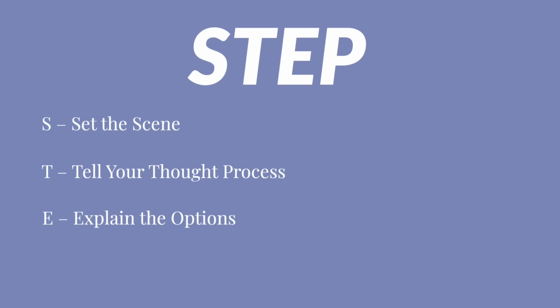To help you with this exact situation, explaining your decisions clearly in English, my team and I created a method called STEP. It's a simple four-part structure that you can use anytime you need to talk through a decision. And here's what it stands for. S is for set the scene. T is to tell your thought process. E is to explain the options. And then finally, P is to present the decision you made.